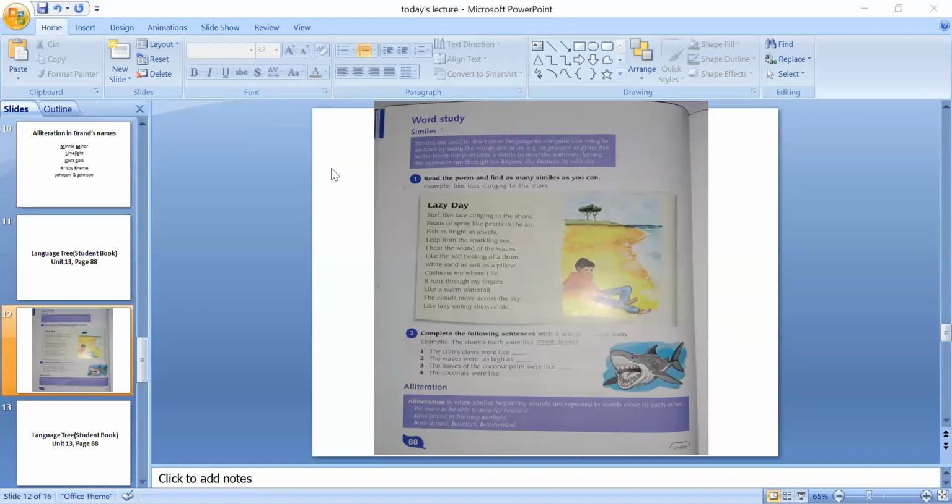You must know that simile begins with the words like or as.